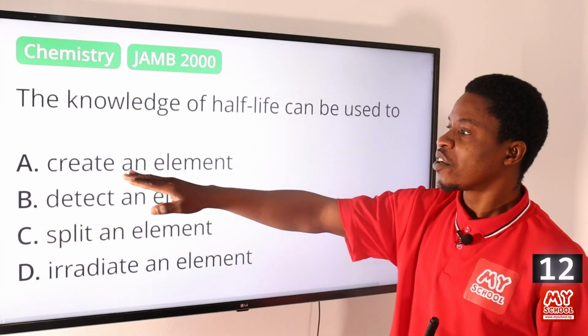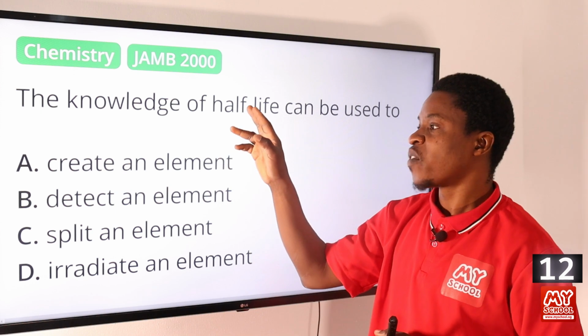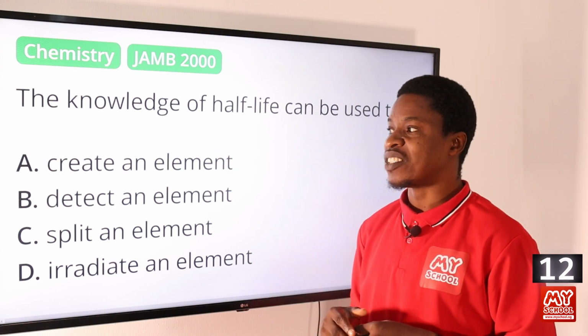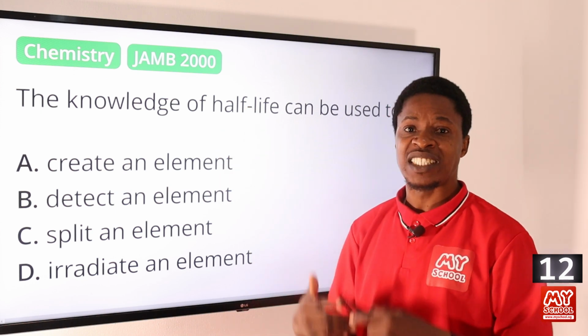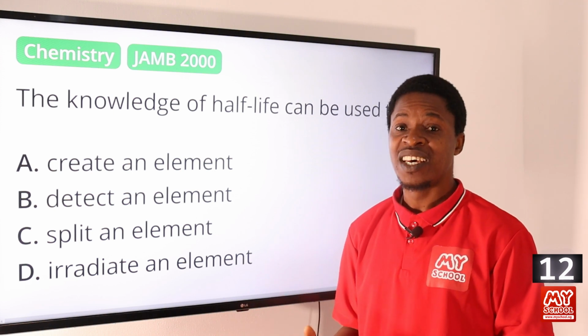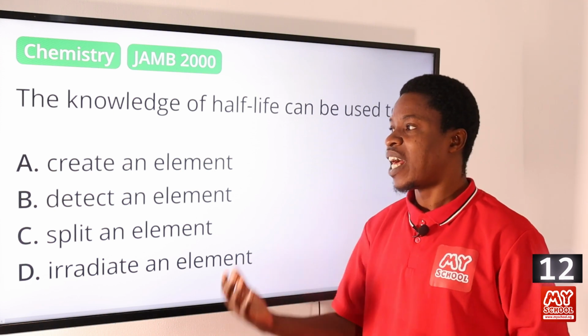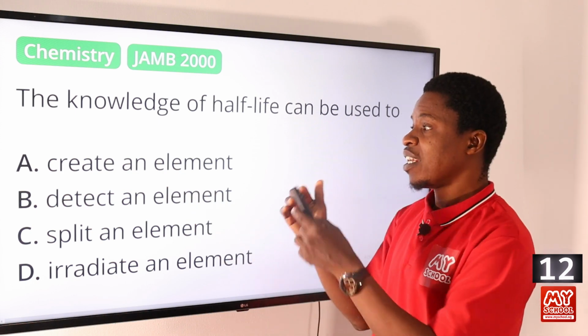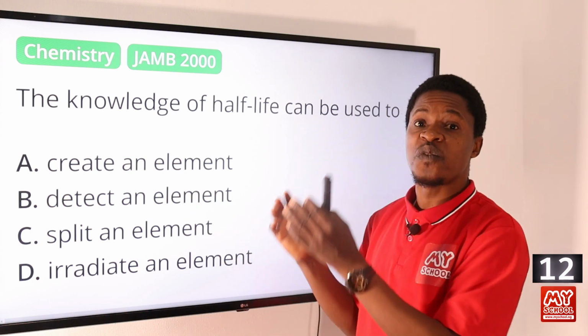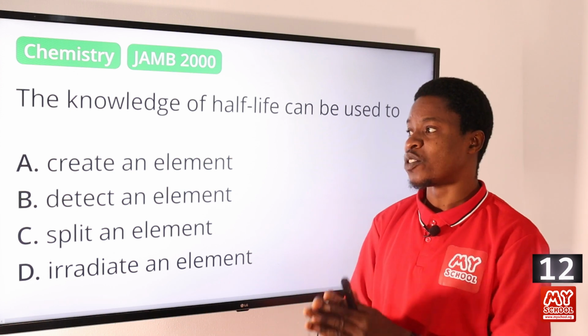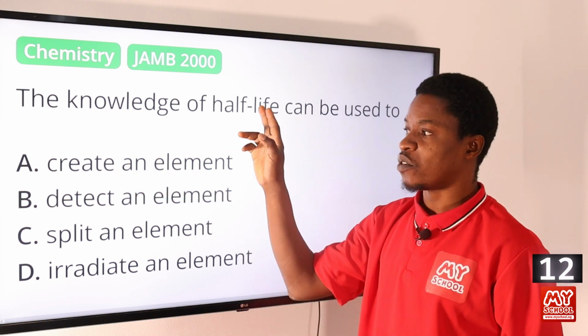Now, the first option says create an element. Half-life does not help to create an element. What creates an element is radioactivity. Radioactive decay will help to create an element. You discover that you have the nucleus of a different element entirely. So radioactive decay can do that, but half-life will not.